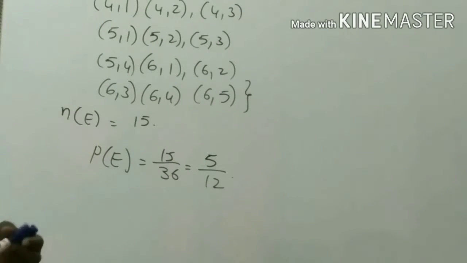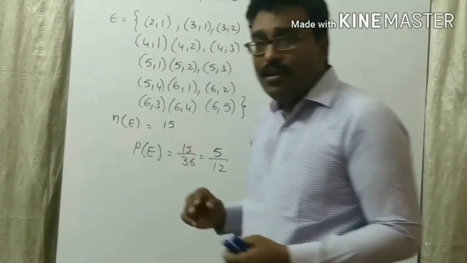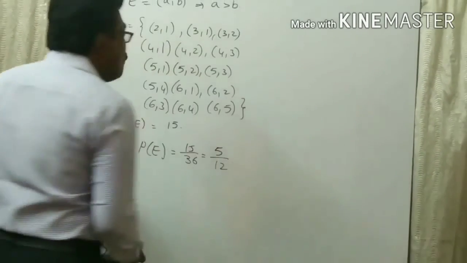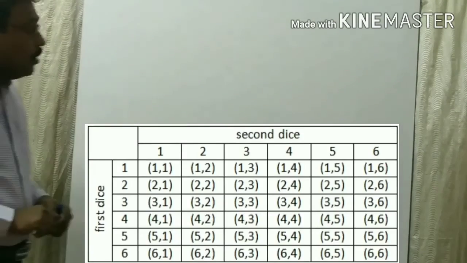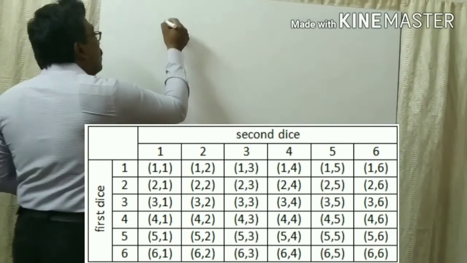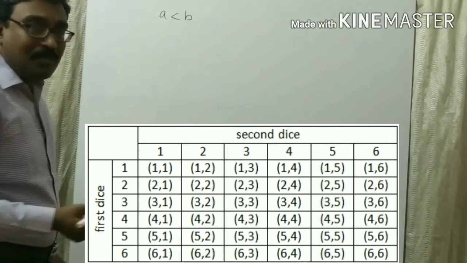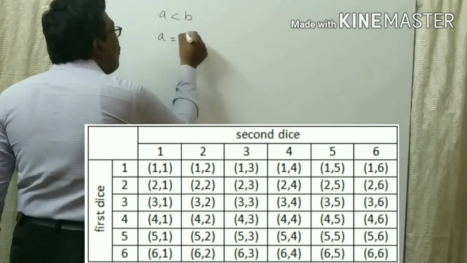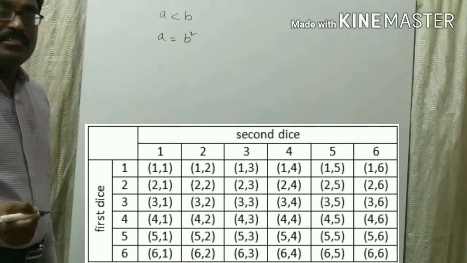Like this, we can frame n number of questions. A is less than B. I will tell you all the possible questions they may ask in the examination. Now we will discuss some questions. Suppose A is less than B. Suppose A is equal to B square.